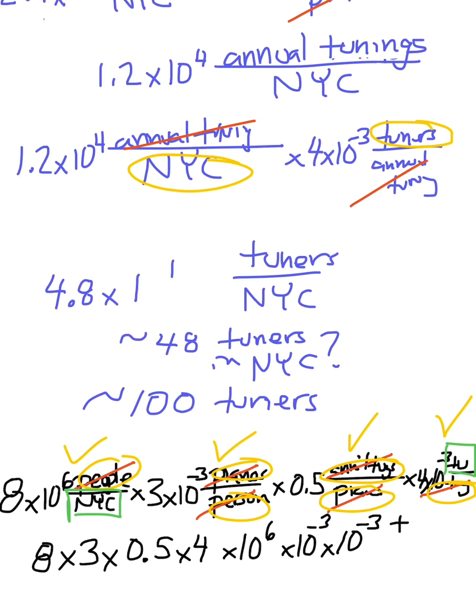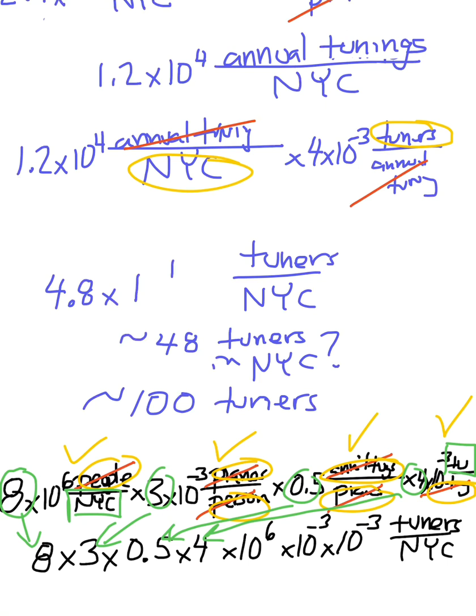So I already know that that's my units at the end of this operation. Now I can look at all of the exponent and coefficient portions, and we see that I've got 8 times 3 times 1/2 times 4. Well, I can do that in my head, right? 8 times 3 is 24. 1/2 times 4 is 2. 24 times 2 is 48, but we knew that already.